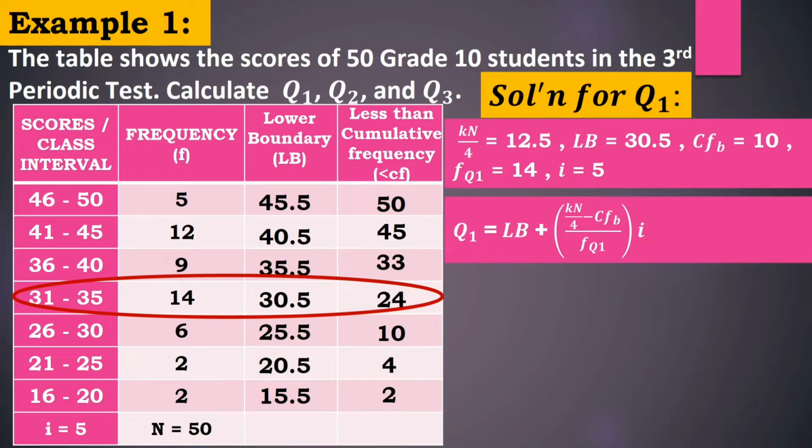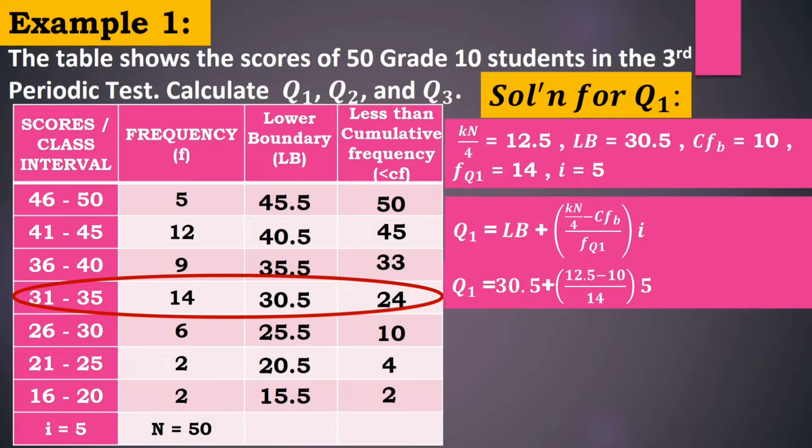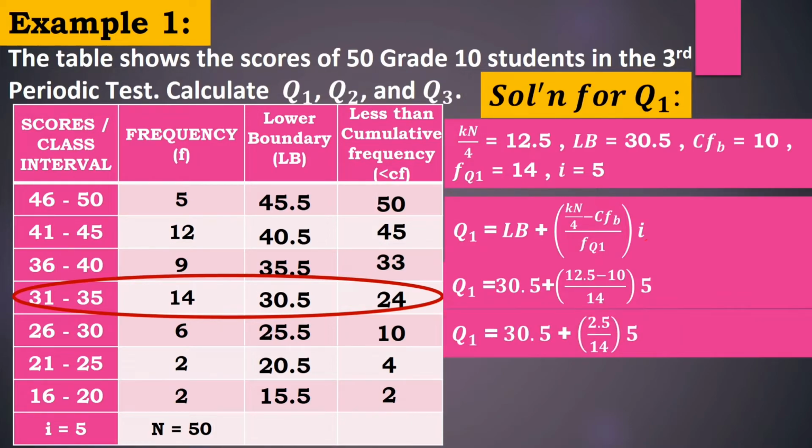So, we will plug in all the values. LB, lower boundary, is 30.5. Kn over 4 is 12.5 minus Cf sub b is 10 all over frequency is 14 times the size of the class interval is 5. So, simplify. Take note na we have to simplify first itong nasa loob ng parenthesis. So, 12.5 minus 10 is 2.5 divided by 14 times 5.